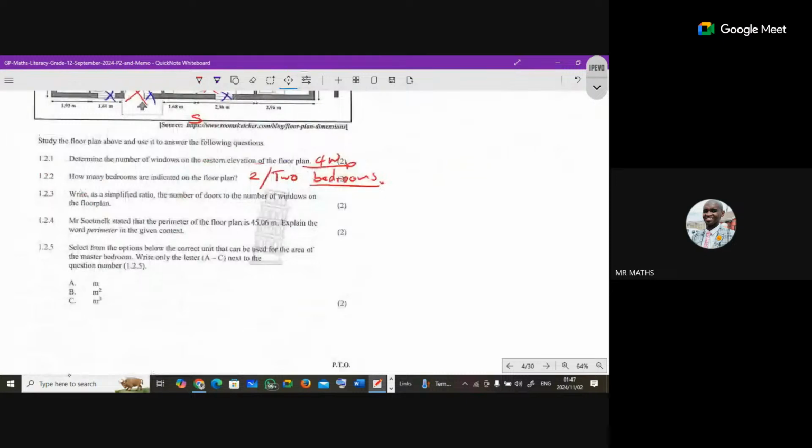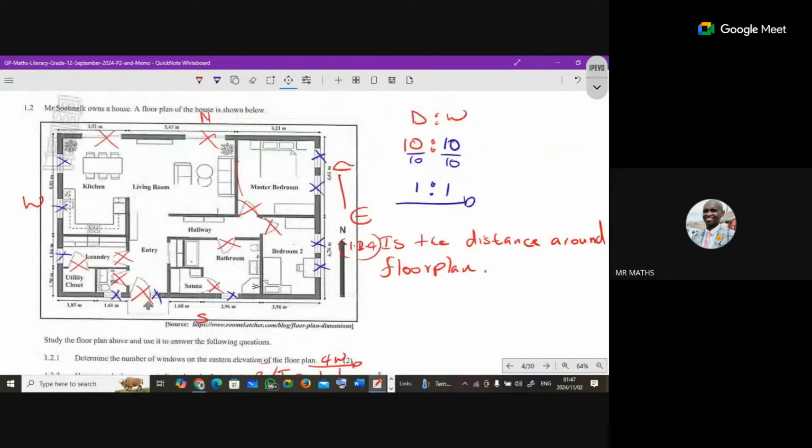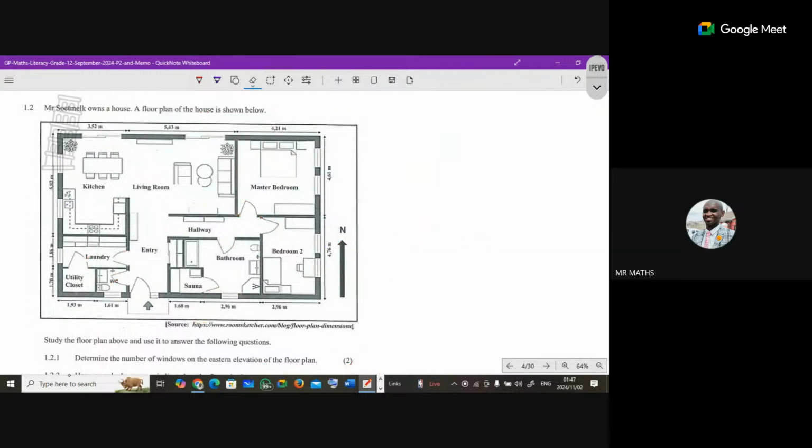Okay, say 1.2.5. Now they are saying select from the option below the correct unit that can be used for the area of the master bedroom. Write only the letter A to C next to the question number. Okay, now the correct unit for area depends on the units on the diagram. They have given us our unit in meters.